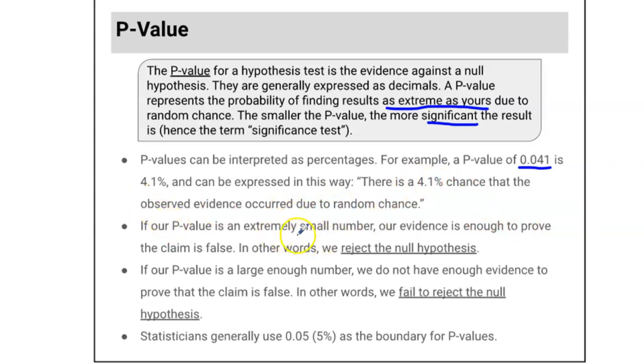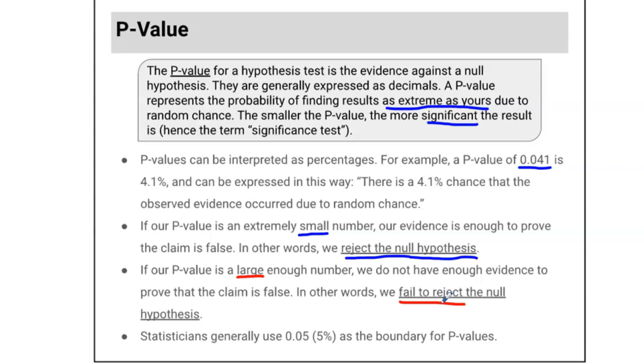If the p-value is small, a small p-value tells us that we reject the null hypothesis. So if the probability is low, we don't think the null hypothesis is true. If the p-value is large enough, and we're going to talk about enough in a second, we don't have enough evidence. We're not going to say we accept the null hypothesis. We never, ever, ever say accept. We only say fail to reject, which means we don't have enough evidence to say that the null hypothesis is false.